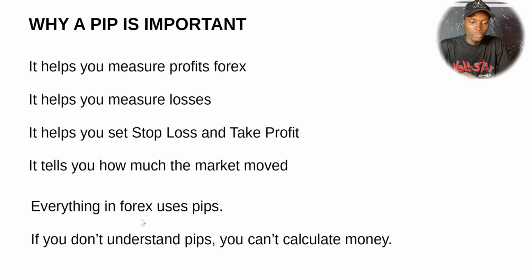Now, everything in forex uses pips. Okay, everything in forex uses pips. It's like the smallest minute movement that you can see in the forex market, so it actually matters. It's just like in science when they tell you that the atom is the smallest particle or something. So this is just how pip works in the forex market. Now, if you don't understand pip in forex trading, you will not be able to calculate your money. So you have to understand how pip actually works if you want to be able to calculate your money in the market.